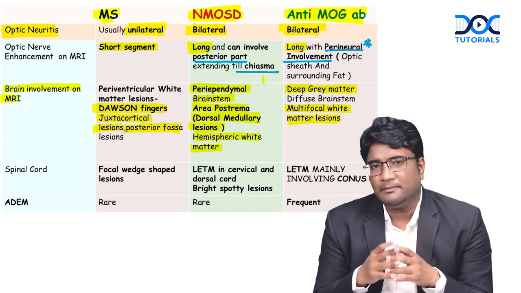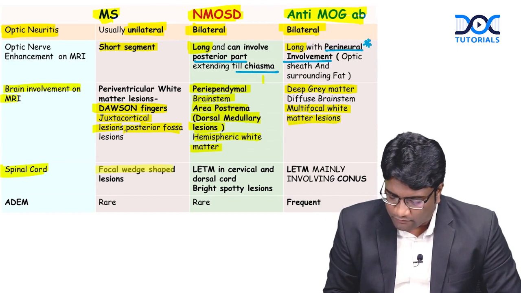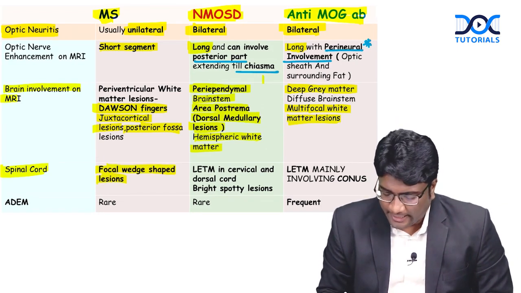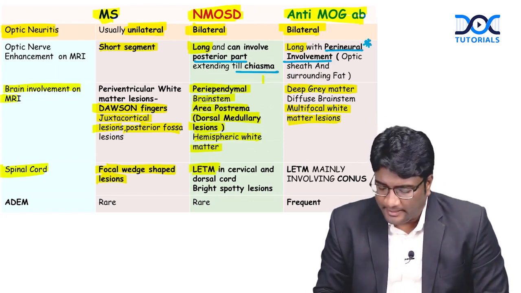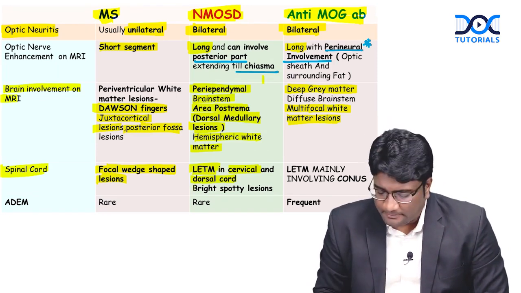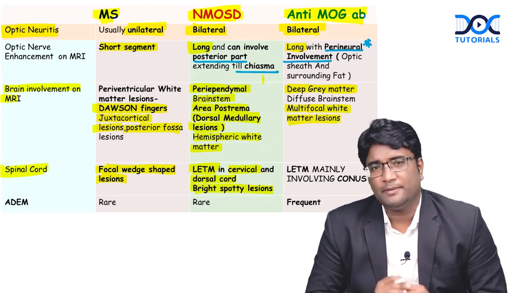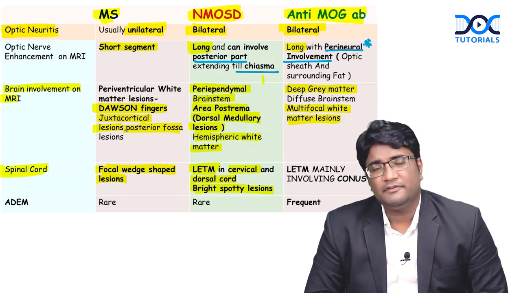So if we compare the imaging findings in the spinal cord, in multiple sclerosis we see focal wedge-shaped lesions, which are usually short segment. In NMO spectrum of disorders, we have a longitudinally extensive transverse myelitis, mainly involving the cervical and the dorsal cord. And you also see multiple bright spotty T2 hyperintensities in the central gray matter. So bright spotty lesions, which are T2 hyperintensities much brighter than the CSF in the central gray matter, will be a feature of NMO spectrum of diseases.